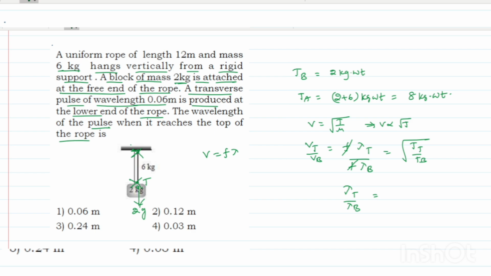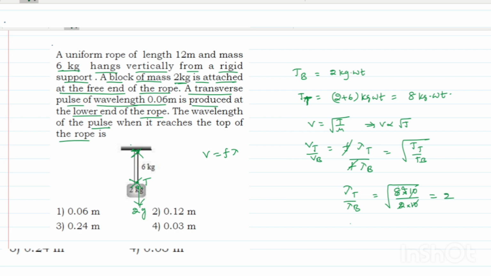the square root of the tension at the top to the tension at the bottom. Tension at the top is given as 8 kg weight. So 1 kilogram weight you can take as 10 newtons. Here we will be getting 8 kilogram weight into 10 over 2 kilogram weight into 10. This 10 gets cancelled, 8 by 2 is 4, so the square root of 4, in the sense 2, we will be getting.